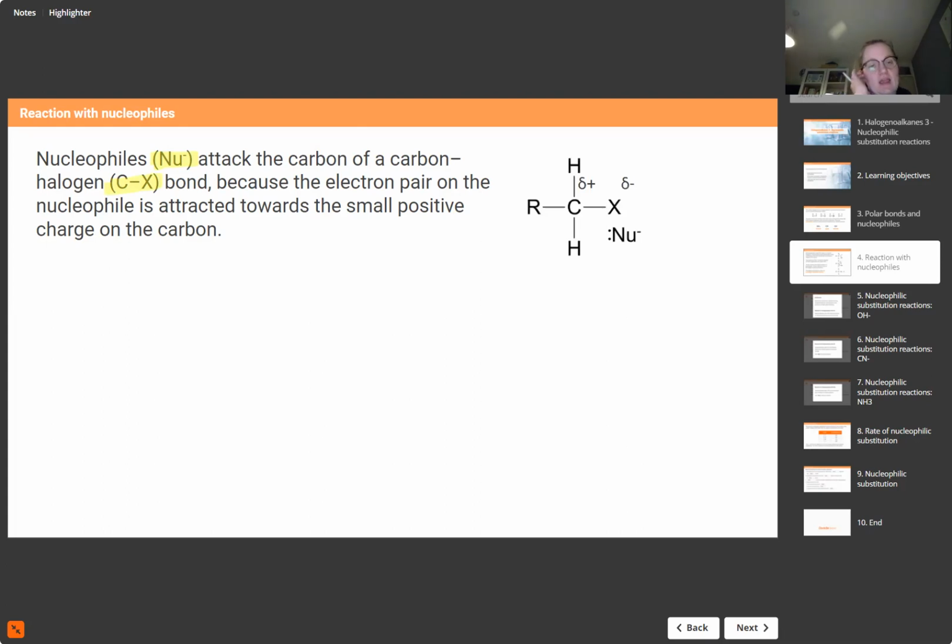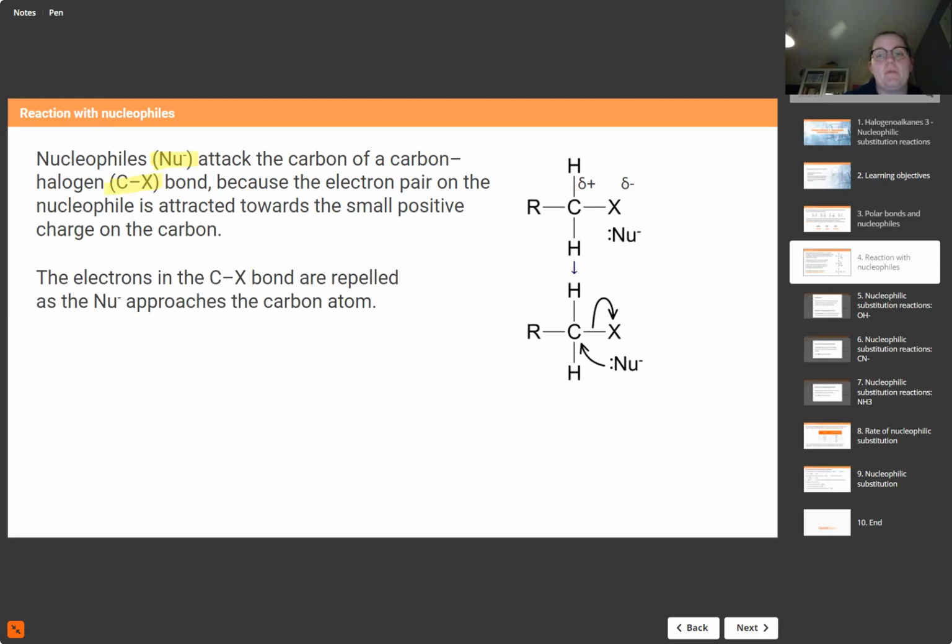So here we go. Here's our halogenoalkane. We've got our halogen over here with its slightly negative charge, and we've got our carbon there with its slightly positive charge. The nucleophile is going to come in and it is going to attack that carbon here. So it's going to come in and attack that carbon.